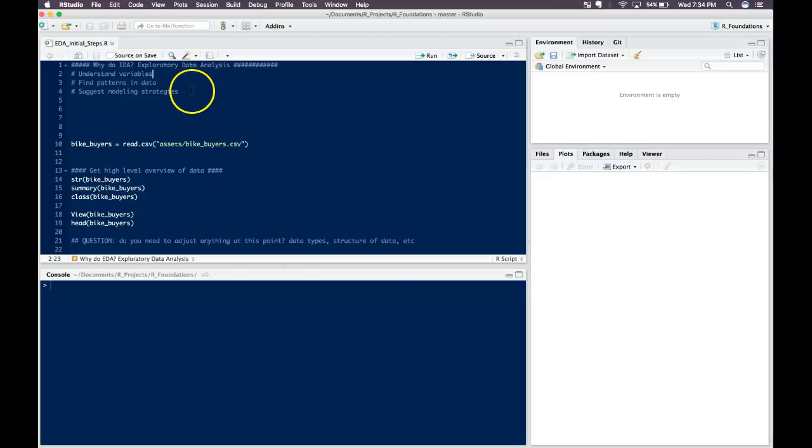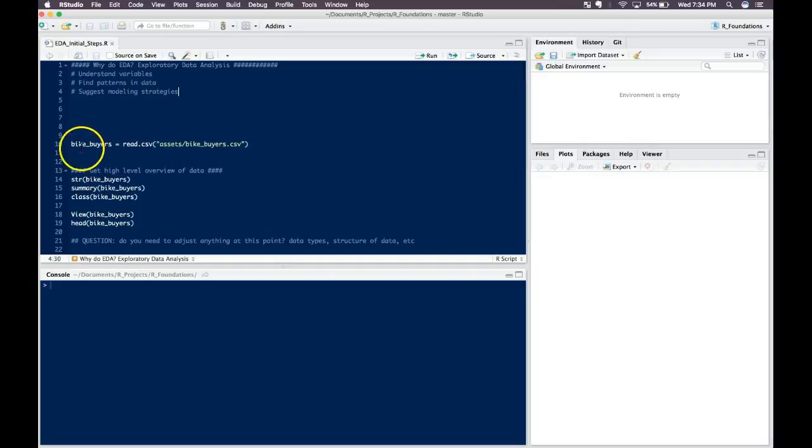And so, like it says here, we're going to understand the variables, the single variables, and their relationships with each other. We're going to find some patterns in the data, and what we find here may suggest some modeling strategies depending on the relationships that each of the variables have with one another and with the dependent variable, which is whether or not they purchased a bike in this example. So let's get ready and just jump into it.